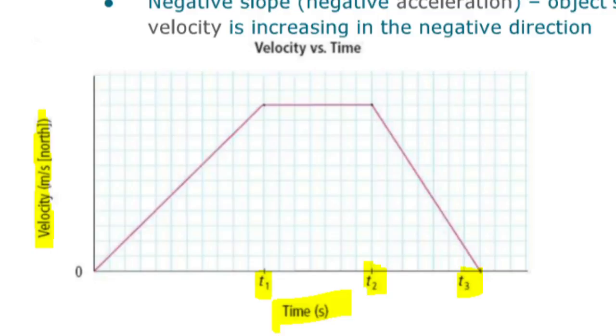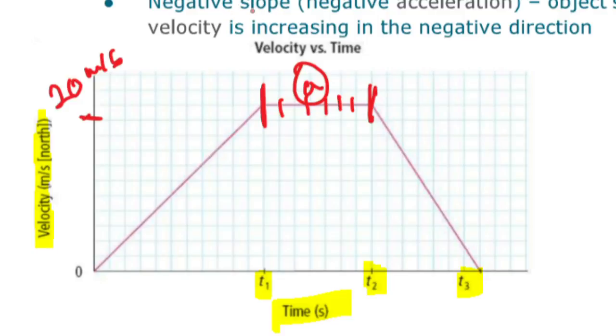T1 to T2, Eric says. So from here to here, we'll call that A. The object's traveling at a constant velocity. We don't have a number. I could give it a number. Let's make this number 20 up here if you want. 20 meters per second. As time ticks on, I'm still going 20, 20, 20. So I'm not speeding up or slowing down.